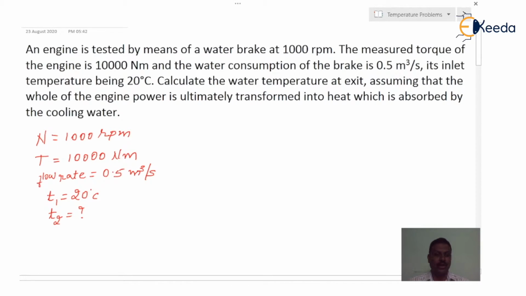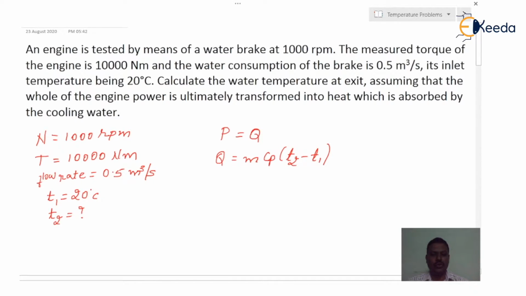Assuming that the whole of the engine power is ultimately transformed into heat, which is absorbed by cooling water, that is, engine power is completely transformed into heat that is later absorbed by cooling water. That means the power is equal to heat that is absorbed by cooling water. So we have the formula Q equal to m Cp (T2 minus T1).